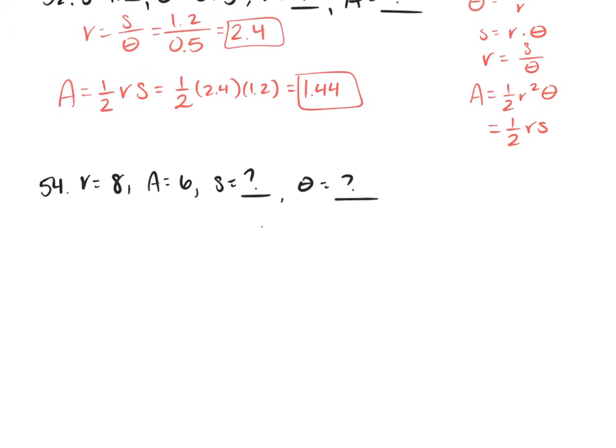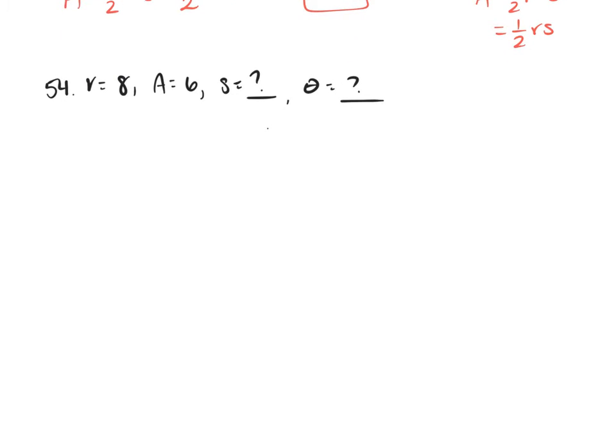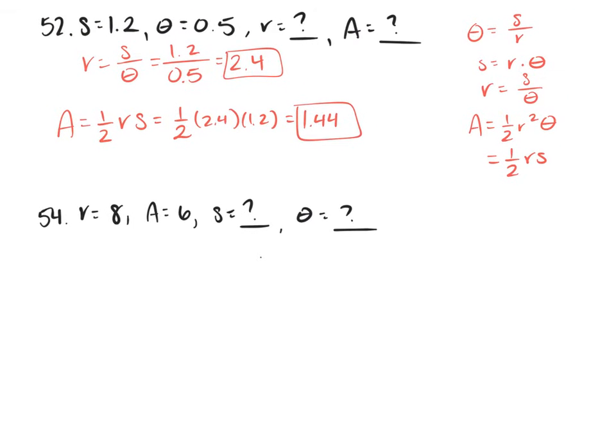Now let's look at 54. R is equal to 8. Radius is equal to 8. Area is equal to 6. What is the arc length and what is theta? So remember, to find arc length, we need radius and theta. We don't have theta yet, but we do have the area.